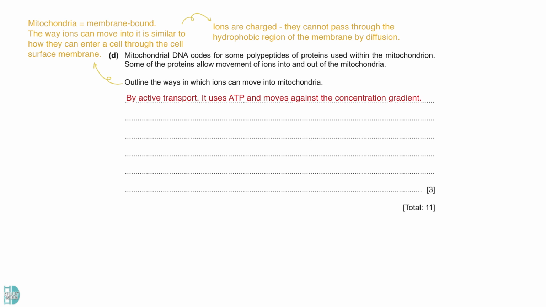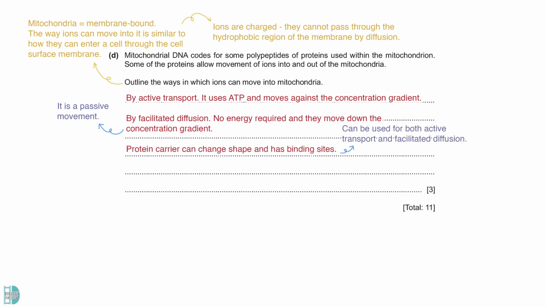Active transport uses ATP, and the ions move against their concentration gradient. Facilitated diffusion is a passive movement. It does not require energy, and the ions move down their concentration gradient. Both processes may involve carrier proteins. These transport proteins can change their shapes. They have specific binding sites for the substances they transport.